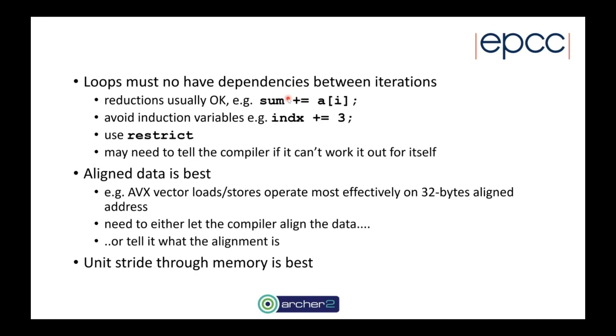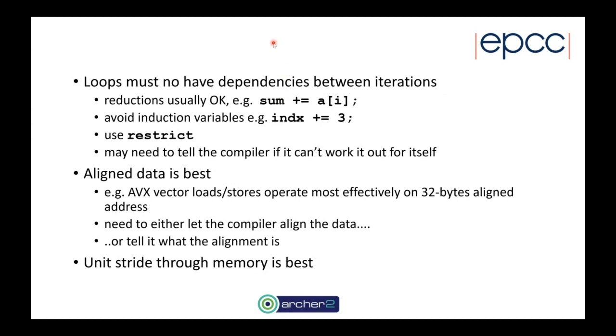But reductions generally are okay. So the compiler can do things like OpenMP reductions to deal with that, as long as there's not too many of them. And also, the compiler won't like if you have what we call induction variables. This is where you're sort of adding up a number as you go around and using that to reference things inside the loop.